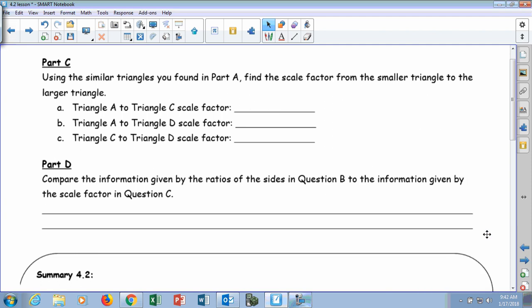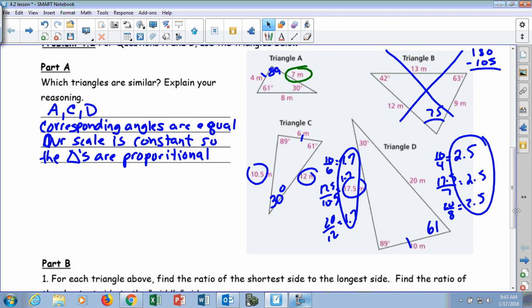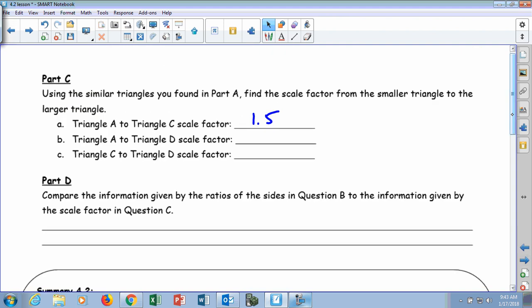So who remembers the scale factor from triangle A to triangle C? Elena. 1.5, right. And just so you remember, there it was, right? Well, we erased it, right? It was up here, right? All right. What about from A to D? Blake, 2.5. And then from C to D. Wasn't 2.5. Yeah, it was 1.6 repeating, or we rounded to 1.7, right?